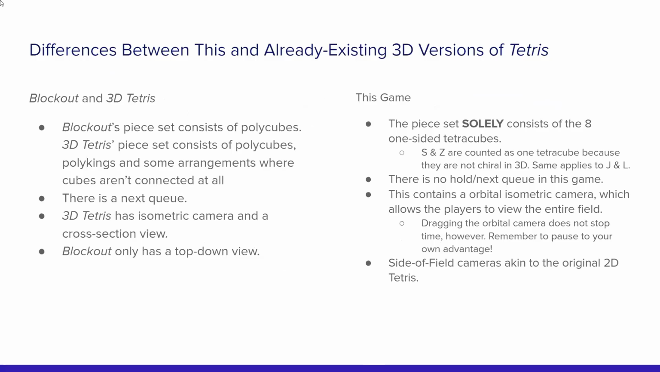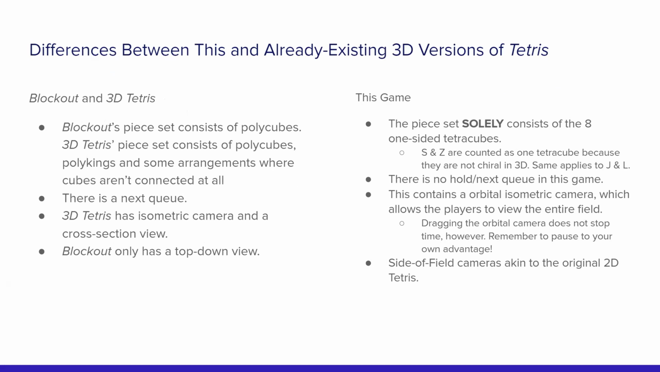Difference between this version and already existing ones. Blockout's piece set consists of polycubes and monocubes as well. 3D Tetris is the same, but there are also polykings and some arrangements where cubes aren't even connected at all. Both have next cubes. 3D Tetris has an isometric camera and a cross-section view, whereas Blockout only has a top-down view.